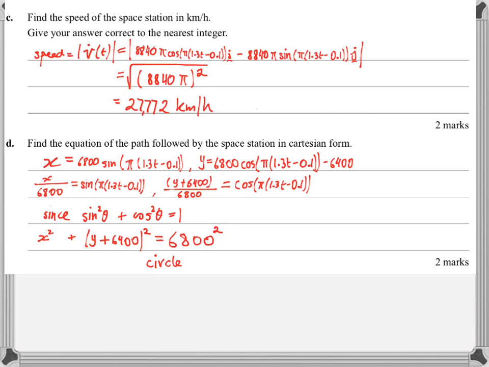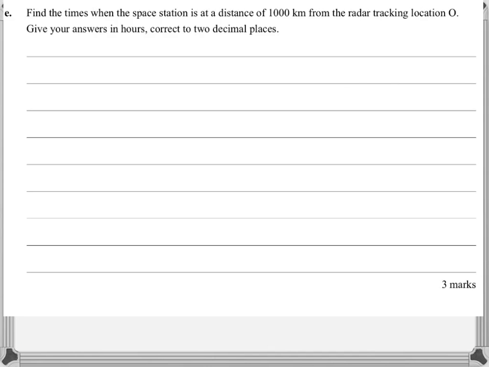Next question. Find the time when the space station is at a distance of 1,000 kilometers from the radar tracking location, point O. Give your answer in hours. This time we're finding a distance. Now, distance is a scalar quantity. So far, the only information we have are vectors. We've got a position vector. How do we find distance from a position vector? Well, your distance essentially is the modulus, the magnitude of the position vector.